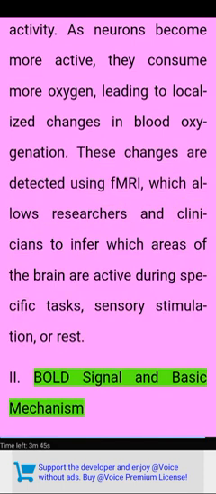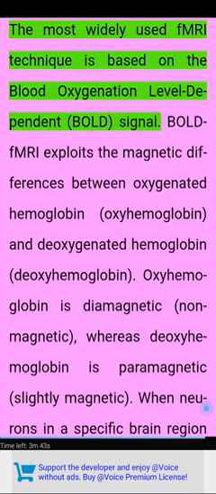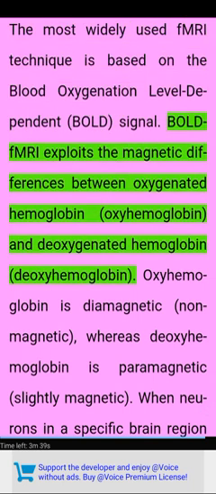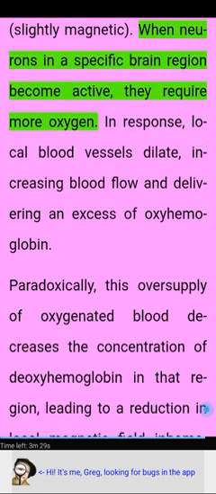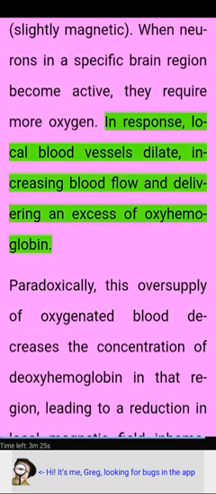2. BOLD signal and basic mechanism. The most widely used fMRI technique is based on the blood oxygenation level dependent, BOLD, signal. BOLD fMRI exploits the magnetic differences between oxygenated hemoglobin, oxyhemoglobin, and deoxygenated hemoglobin, deoxyhemoglobin. Oxyhemoglobin is diamagnetic, non-magnetic, whereas deoxyhemoglobin is paramagnetic, slightly magnetic. When neurons in a specific brain region become active, they require more oxygen. In response, local blood vessels dilate, increasing blood flow and delivering an excess of oxyhemoglobin.